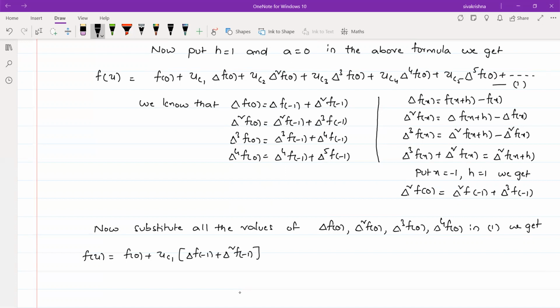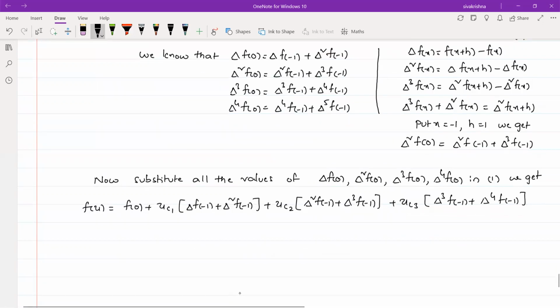Next plus uc2 into, in place of delta square f of 0 we have to write delta square f of minus 1 plus delta cube f of minus 1. Similarly, uc3 into, in place of delta cube f of 0 we have to write delta cube f of minus 1 plus delta power 4 f of minus 1, plus uc4 into, in place of delta power 4 f of 0 we have to write delta power 4 f of minus 1 plus delta power 5 f of minus 1, plus and so on.